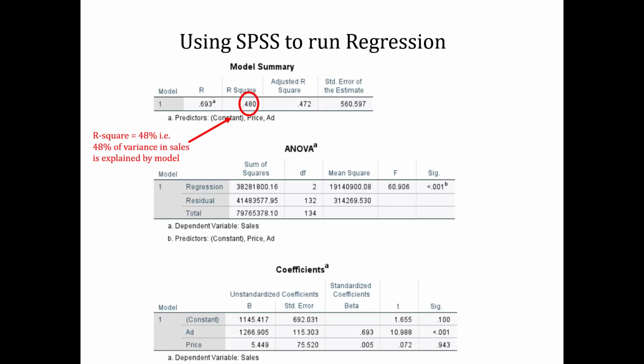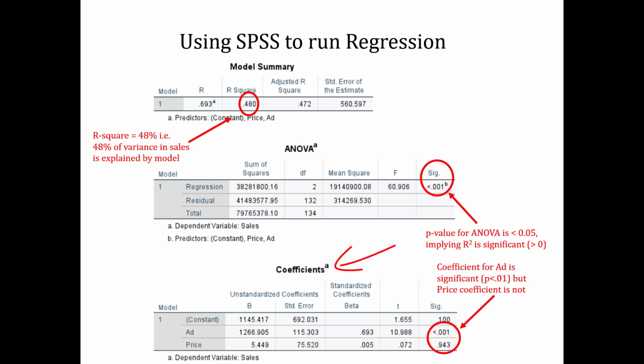The model summary shows the R-square or percent of variance explained by the independent variables in the model. Here we see an R-square of 0.48, meaning that 48% of the variance in weekly sales is explained by the model. The ANOVA table tests the hypothesis that the explained variance is significantly greater than 0. The p-value for this test is less than 0.001, meaning the R-square is significantly greater than 0. This confirms that the model does explain variance in sales.